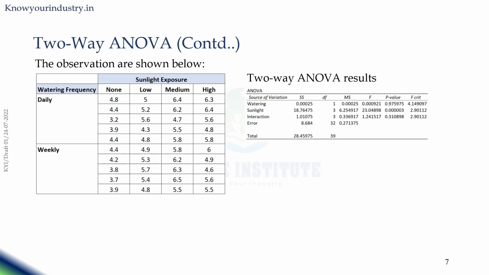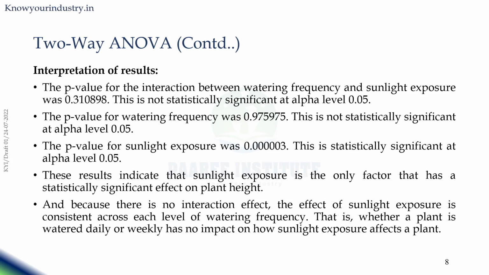This is the two-way ANOVA result, which shows the p-value. Now, how will you interpret the results of the two-way ANOVA for the specific example given in this module? The p-value for the interaction between watering frequency and sunlight exposure was 0.31089. This is not statistically significant at an alpha level of 0.05. The p-value for watering frequency was 0.975975. This is also not statistically significant at an alpha level of 0.05. The p-value for sunlight exposure was 0.000003.